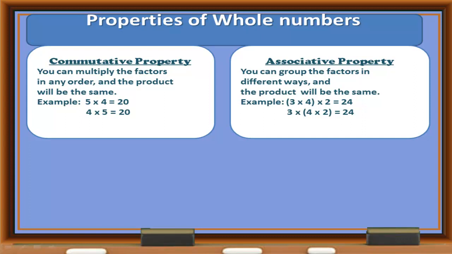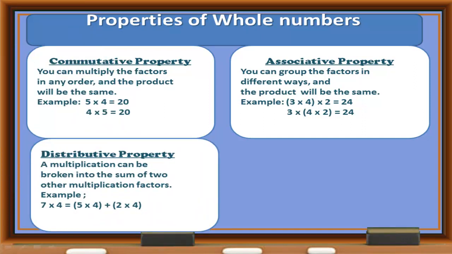The second one is associative property. You can group the factors in different ways and the product will be the same. Example, 3 times 4 in bracket times 2 is 24 and 3 times in bracket 4 times 2 is 24. Therefore, whether you group it in different ways, the answer is the same. That is called associative property. The next is distributive property. A multiplication can be broken into the sum of two other multiplication factors. That is 7 times 4 equals 5 times 4 plus 2 times 4.